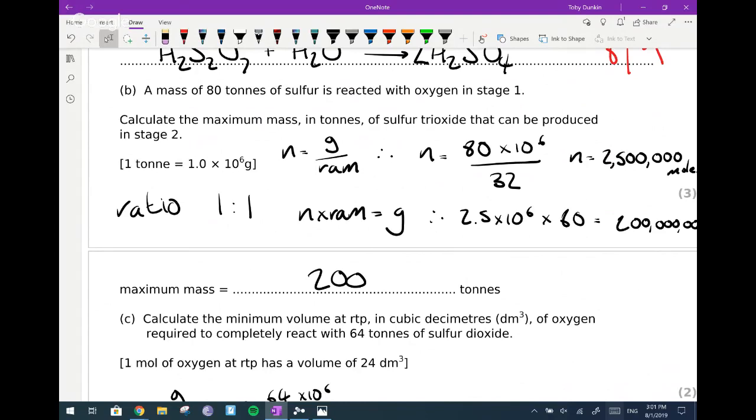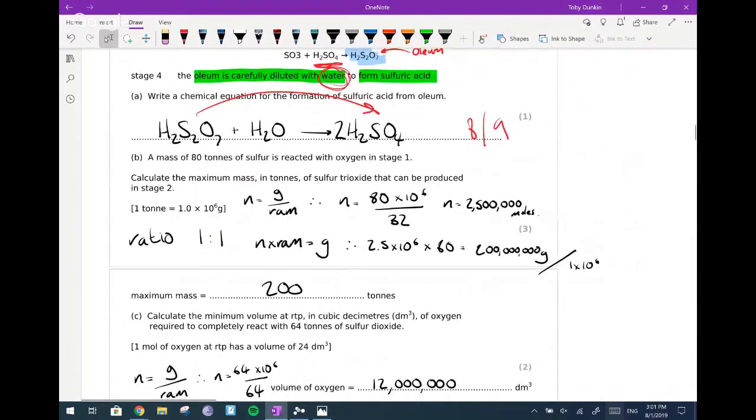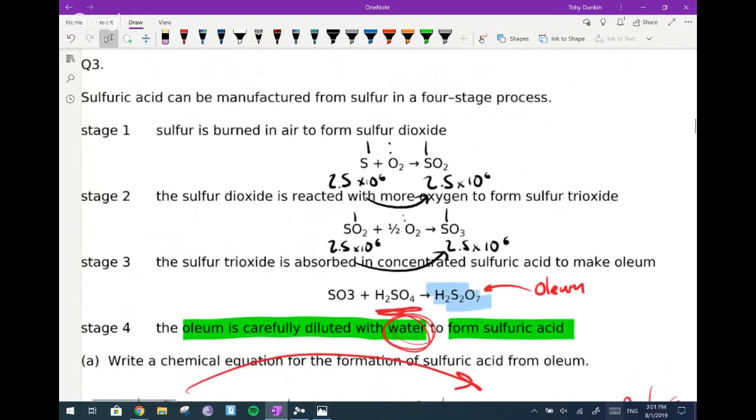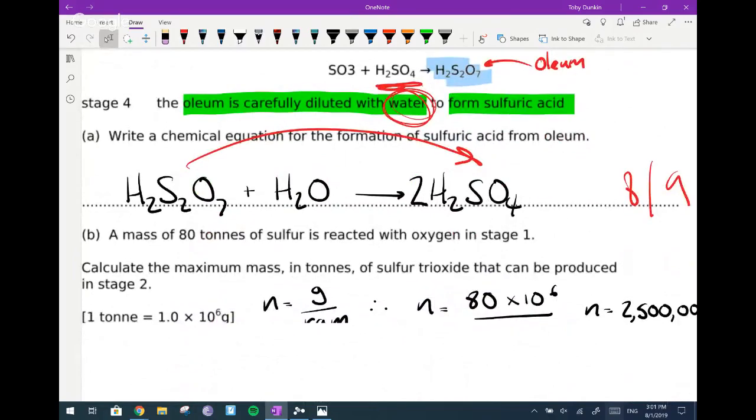A mass of 80 tons of sulfur is reacted in stage number 1. Calculate the mass in tons of sulfur trioxide that can be produced in stage number 2. Right, stage number 2. Look what I've now done. Now they gave us the conversion, times 10 to the 6.